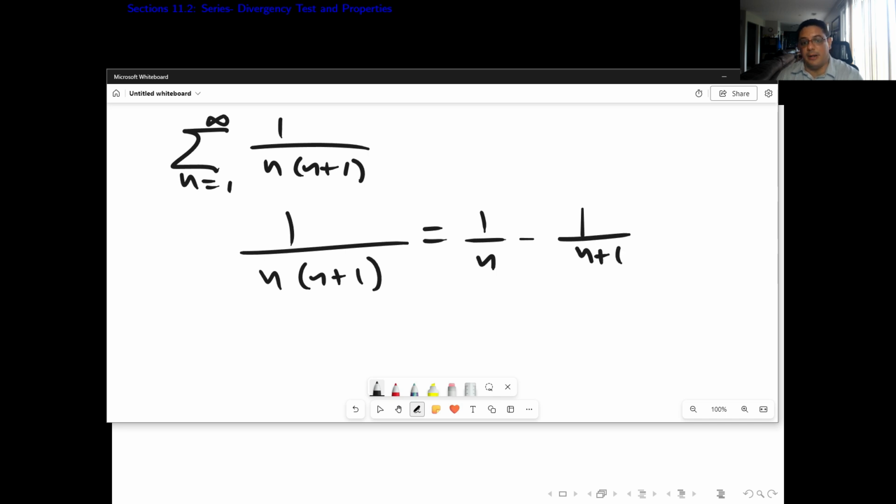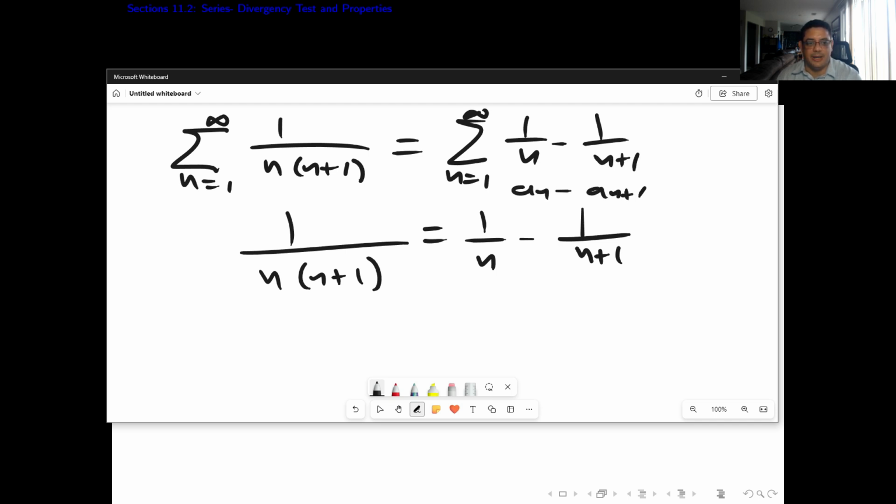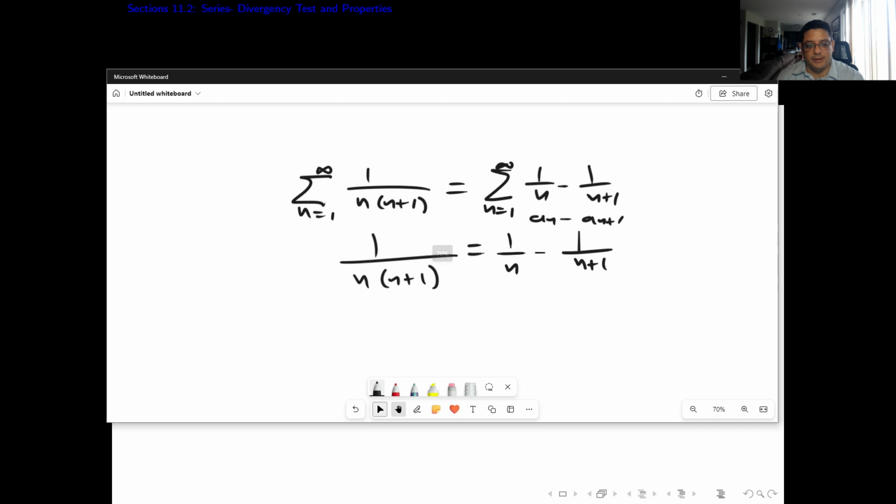I'm going to skip the part of finding the numbers here. You can do that if you prefer to, but essentially I can just check that 1 over n times n plus 1 is 1 over n minus 1 over n plus 1. Now, that means I can rearrange this, and it's not really the same as what we had before, because we have an minus an plus 1, but it's kind of like the same thing. You can flip it around if you want to.